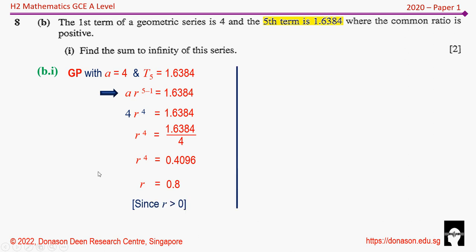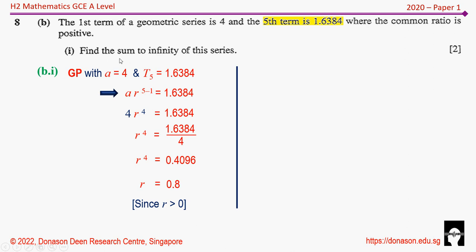Now the reason why I have to show that r is greater than 0 is because we are told that the common ratio is positive. So r to the power of 4, if you actually find the fourth root, it could also be negative 0.8. So we need to ignore that, because we are told in the sequence that the common ratio is positive. So that's the reason why I took r equal to 0.8 and rejected r equals negative 0.8.